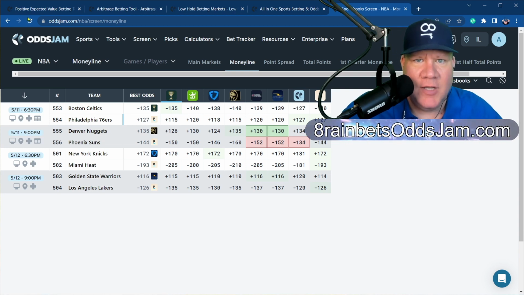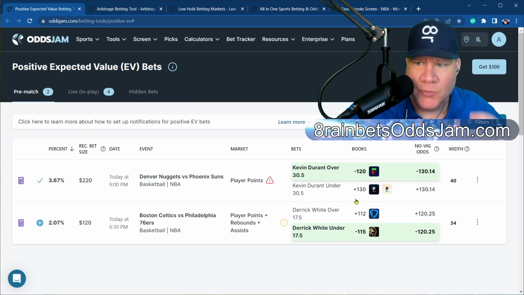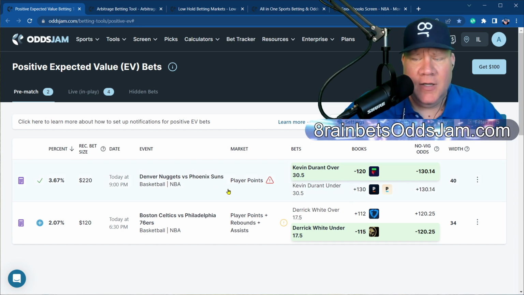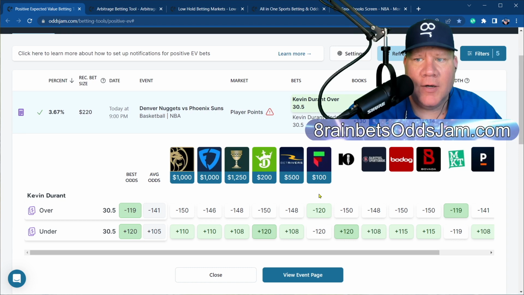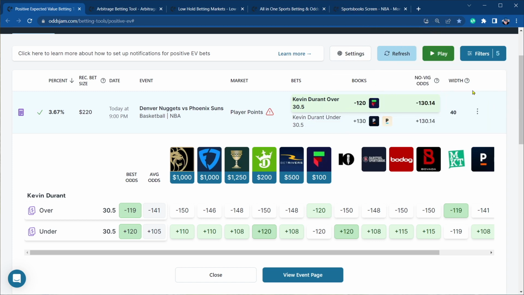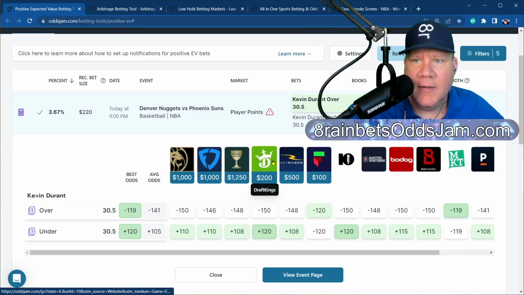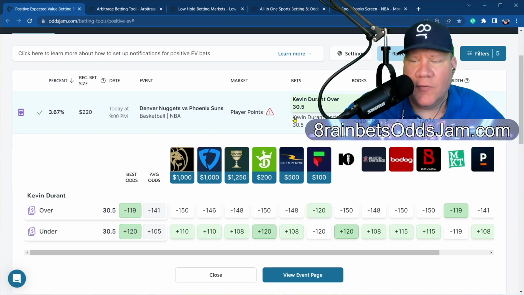When we use tools, like the positive EV tool at OddsJam, what we're saying is that there's a price discrepancy in the market, where in this case Fliff is providing a price that's so much better than the calculation. If I pull myself off here, you can see the calculation says anything better than minus 130 is going to be a plus EV bet. So in this case, minus 120 is great. That's for Kevin Durant over 30.5. We'll go place that over at Fliff. And that's how EV betting works.